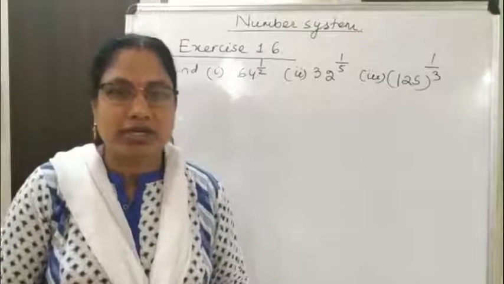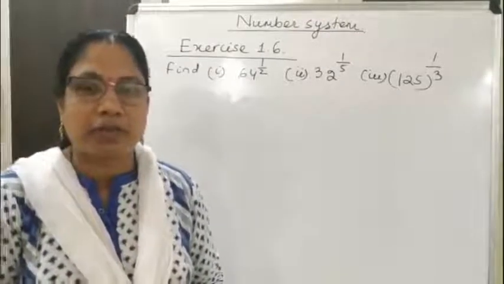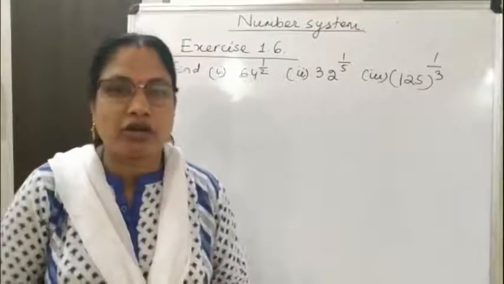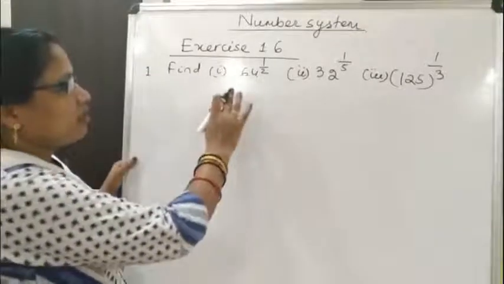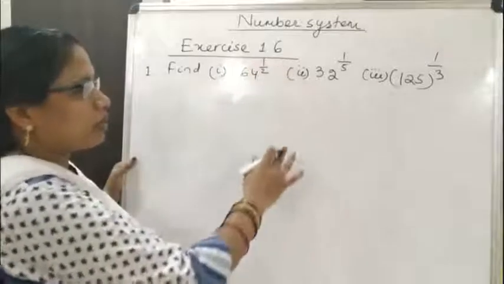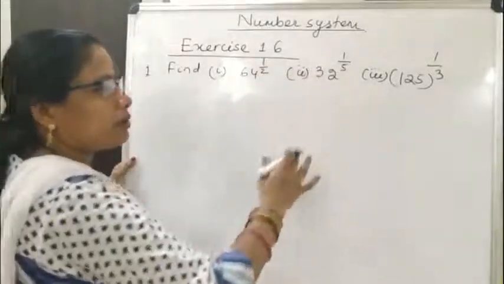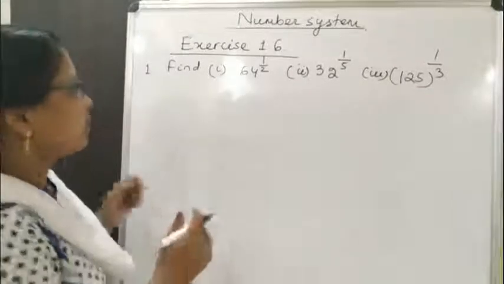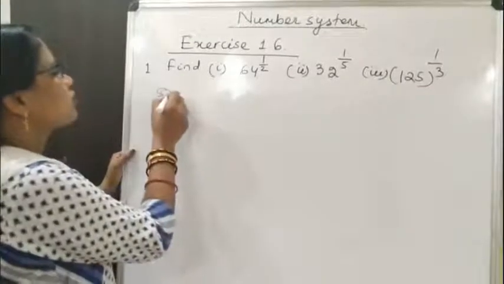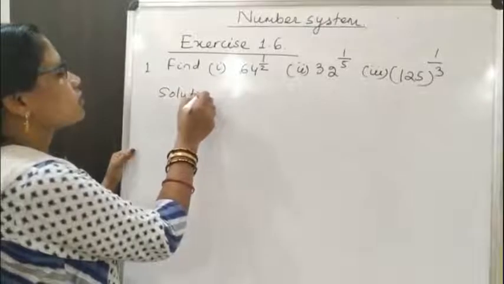Dear students, let us solve exercise 1.6 of the chapter Number System. First question is: find 64 to the power 1 by 2, 32 to the power 1 by 5, then 125 to the power 1 by 3. So these are the solutions.